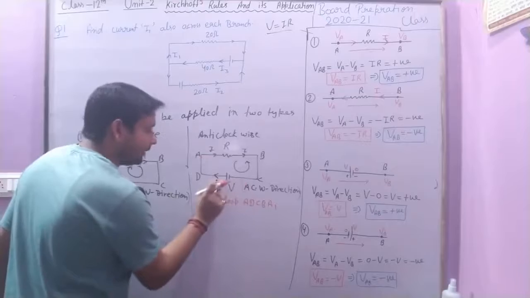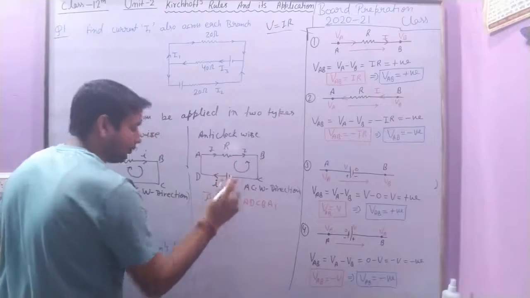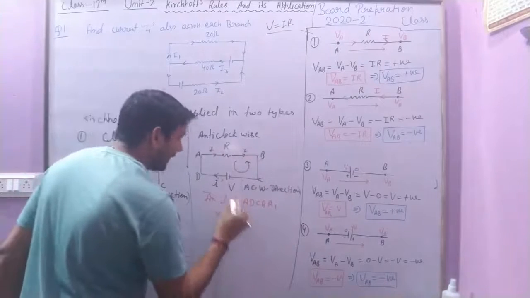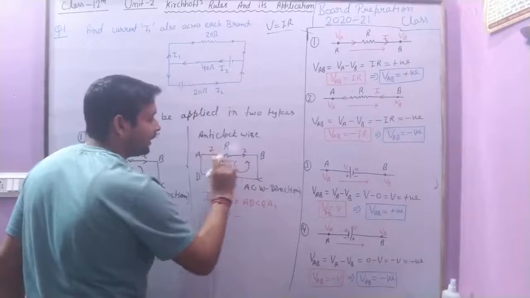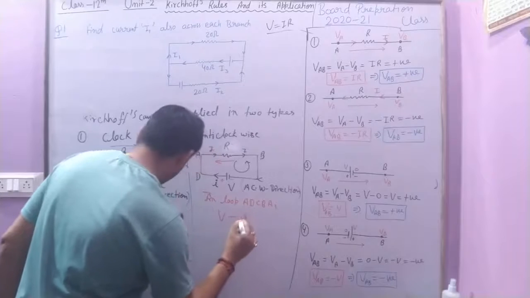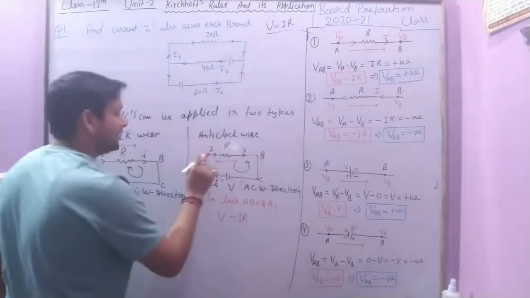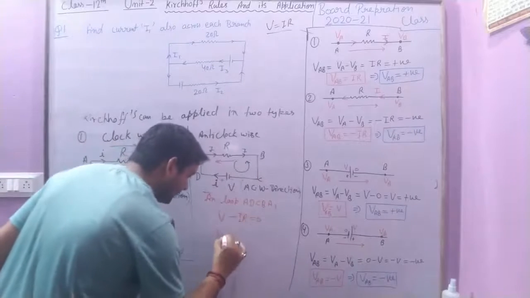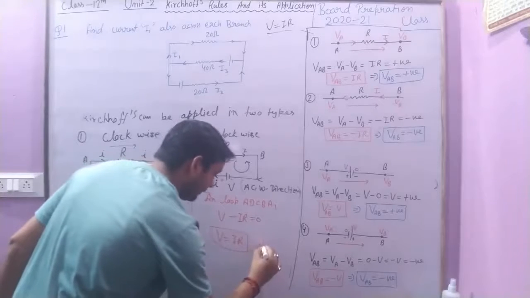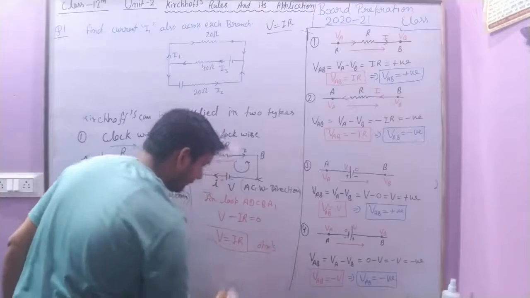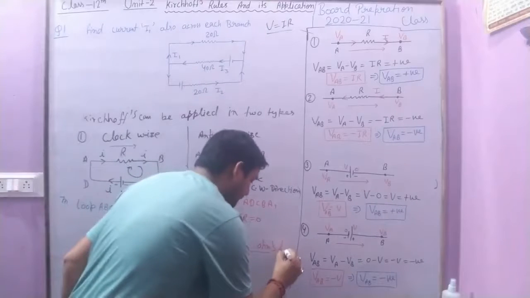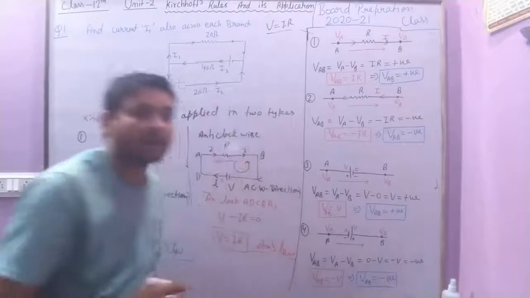When we are moving from here, we are jumping from positive terminal to negative terminal, so it will be V, and then in the opposite direction of current, which means minus. This is R motion and current is opposite to the motion. So it will be minus IR, and we reached point A, so it will be 0. This is equal to V is equal to IR. So it is very clear to all of you. Whatever direction you take in the loop, it will not affect the result.